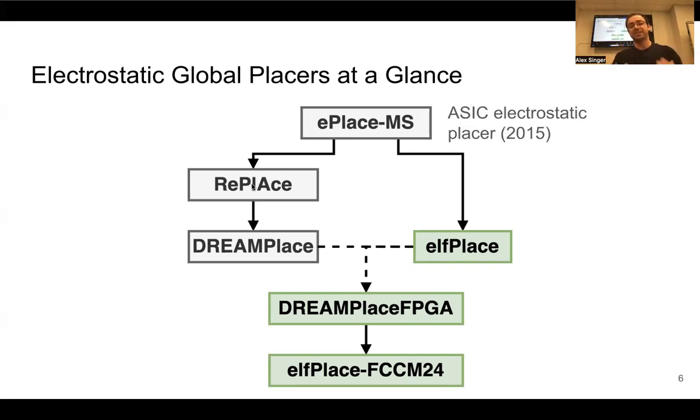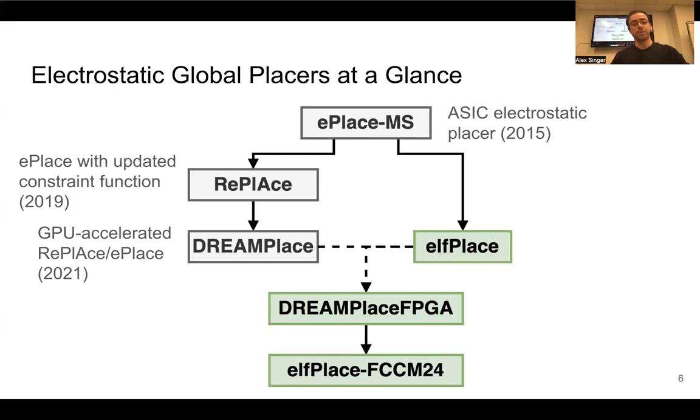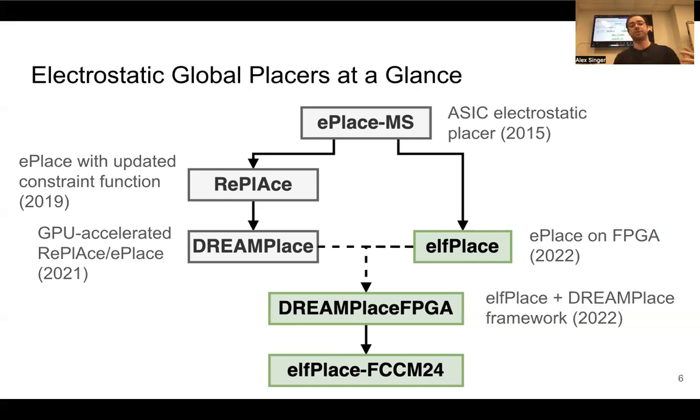RePlAce is an ASIC electrostatic placer. RePlAce built on the ePlace algorithm by further tuning it and improving it with a better constraint, and that's how they were able to get better results. DreamPlace casts this problem as a neural network optimization, and they allow GPU acceleration for both RePlAce and ePlace. The gray ones are the ASIC placers. ELFplace was the first FPGA placer to use the ePlace algorithm on FPGAs. DreamPlace FPGA is a marriage between ELFplace and DreamPlace. And then finally, ELFplace FCCM 2024 was a GPU accelerated ELFplace, but they also added timing terms, which I hopefully will talk about next week.